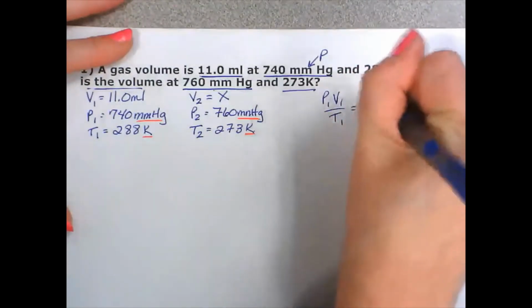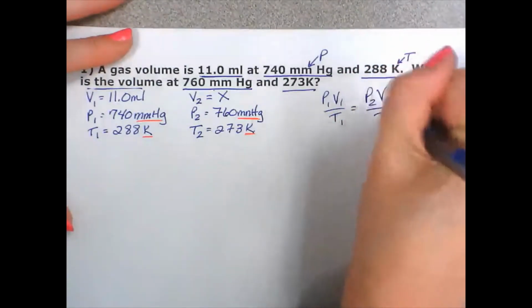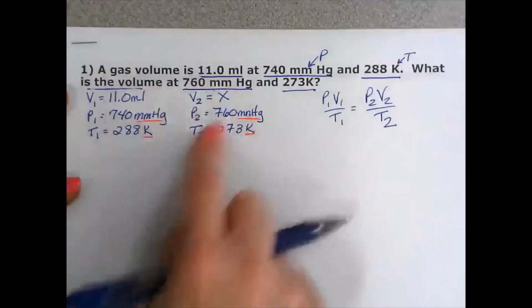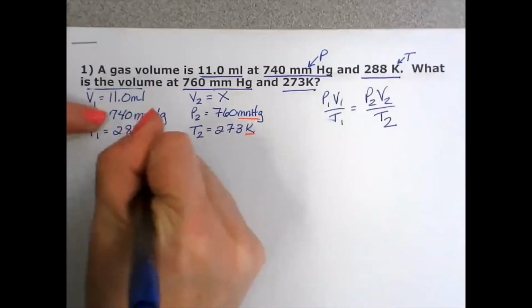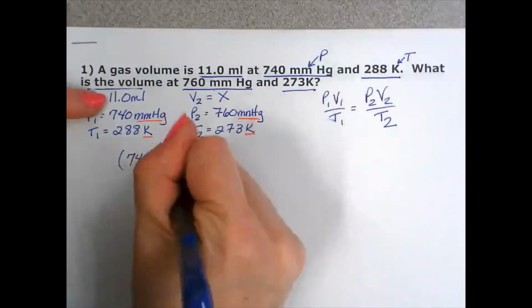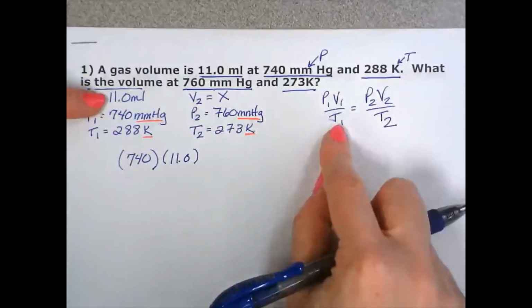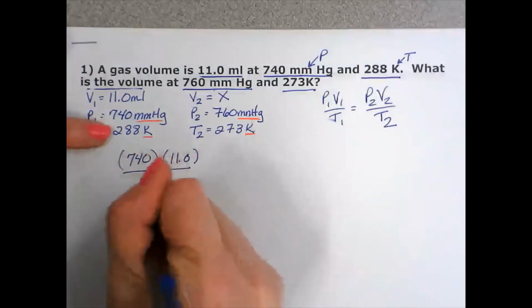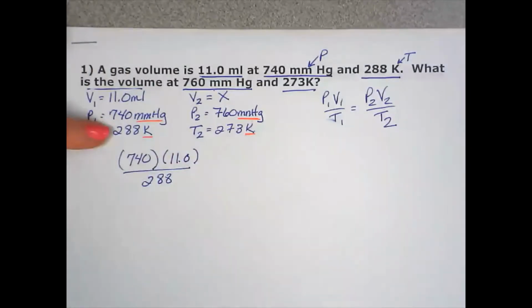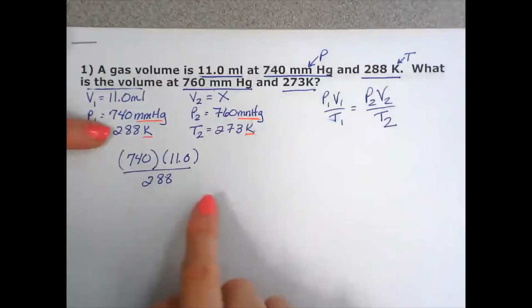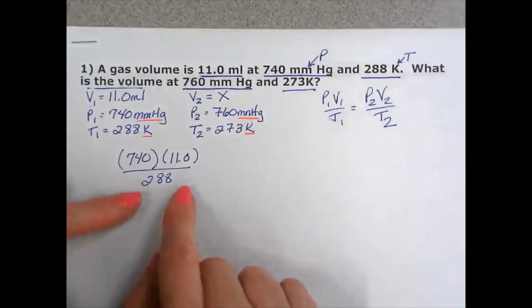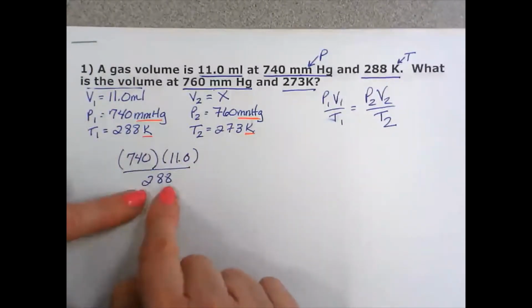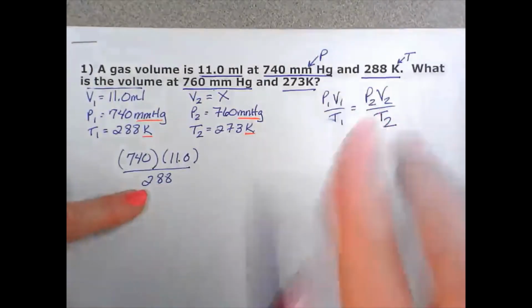P1V1 over T1 equals P2V2 over T2. So now we need to take our givens. So P1 is 740. V1 was 11.0. We're going to put that over T1, which is 288. Now, normally we would have the units in these numbers as we put them into the formula, but sometimes when students are first learning how to do this, it makes it seem more complicated than it is. So I'm leaving the units out temporarily, just so we see that we're just doing an algebra problem here.